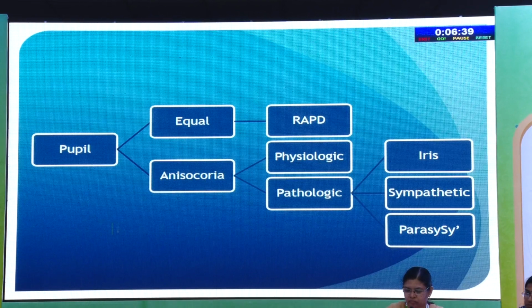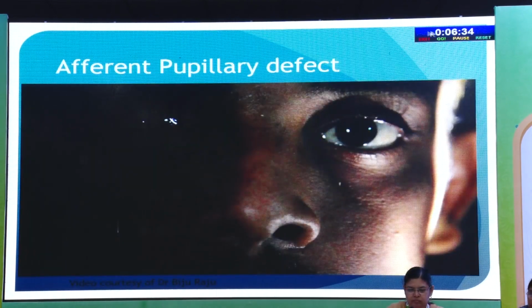Anisocoria, as I said, can be physiological, which can be differentiated, as I'll explain, and pathological. So it can be a problem with the iris, or the sympathetic or parasympathetic pathway. So this you can see is a patient who had sustained a trauma.